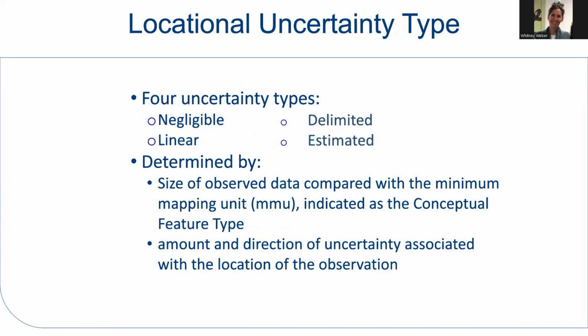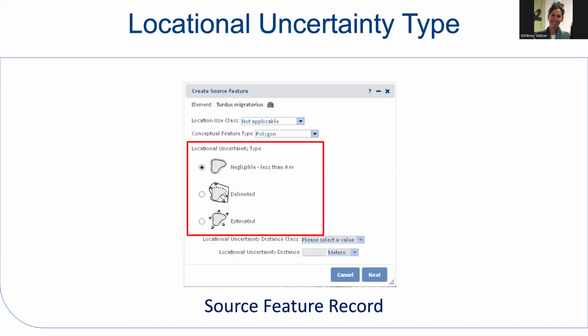And then you combine that with the amount and direction of the locational uncertainty of that given observation. And that's how we determine which locational uncertainty type we'll have. We're going to discuss each of those now. But first, where is that locational uncertainty type found? When you're creating a source feature, when you're mapping it, this is where you see those locational uncertainty type options. And this is a required field.